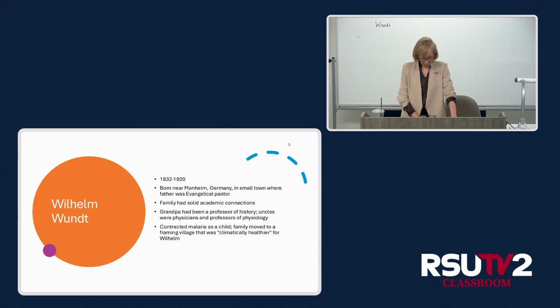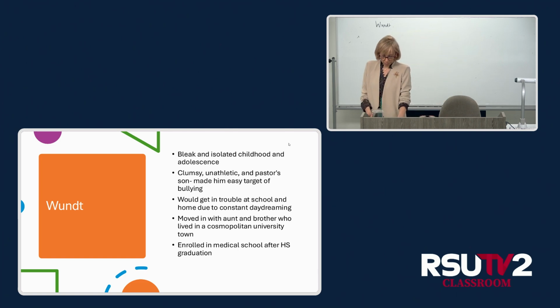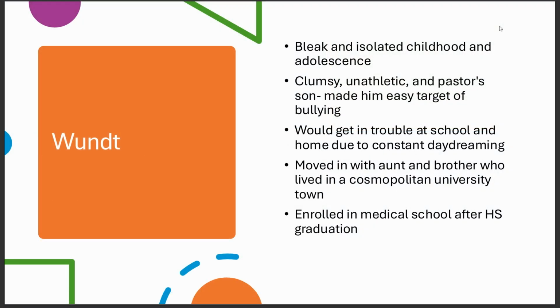So he was really ready to get a move on and found psychology, right? Bleak and isolated childhood and adolescence. These are the descriptors that our author gives of Wundt. Clumsy and unathletic, his father being a pastor, he was an easy target of bullying. He would get in trouble at school and at home due to constant daydreaming.